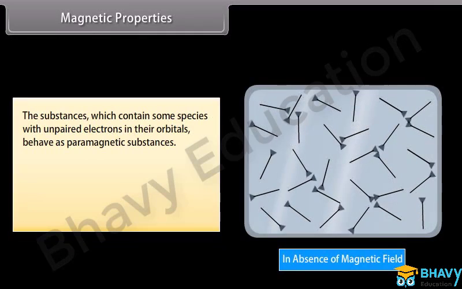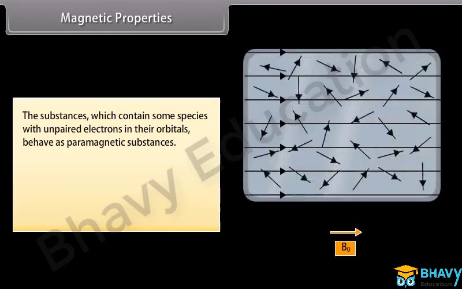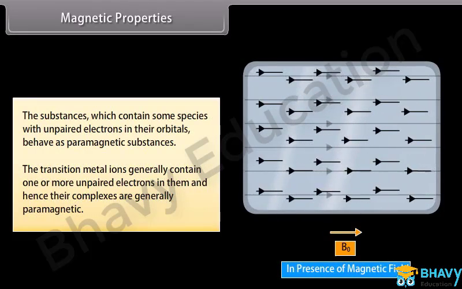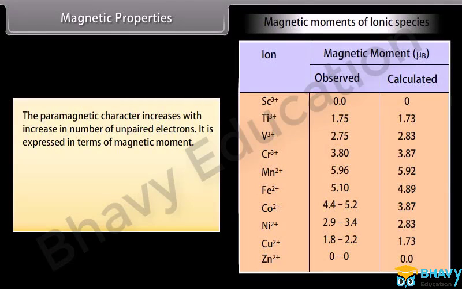Magnetic properties. The substances which contain some species with unpaired electrons in their orbitals behave as paramagnetic substances. The transition metal ions generally contain one or more unpaired electrons in them, and hence their complexes are generally paramagnetic. The paramagnetic character increases with increase in number of unpaired electrons. It is expressed in terms of magnetic moment.